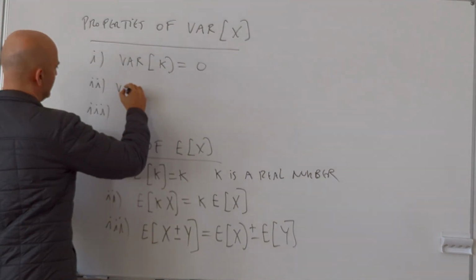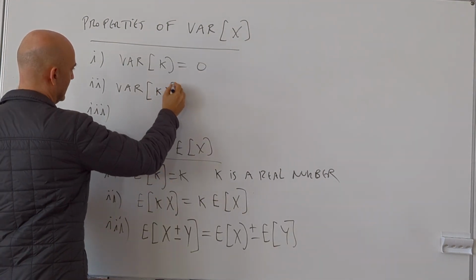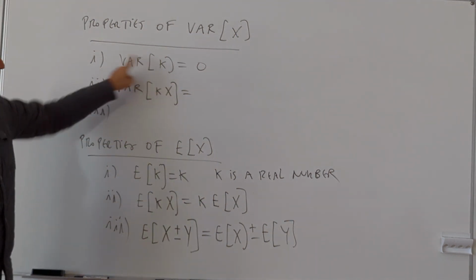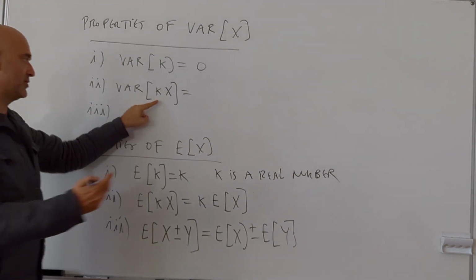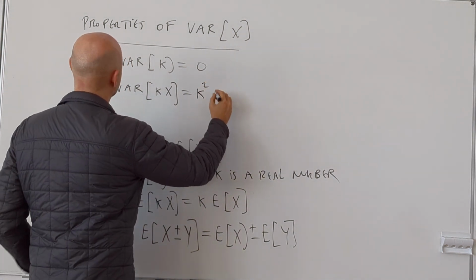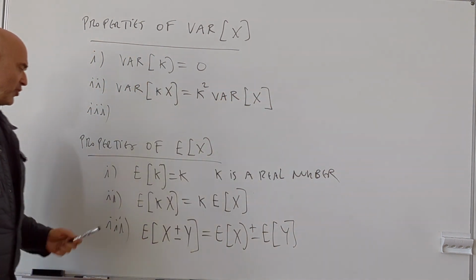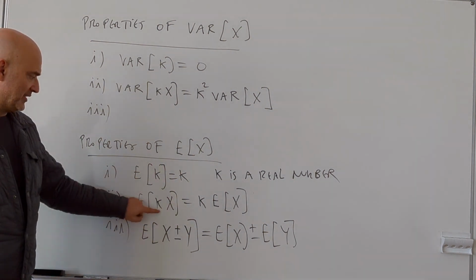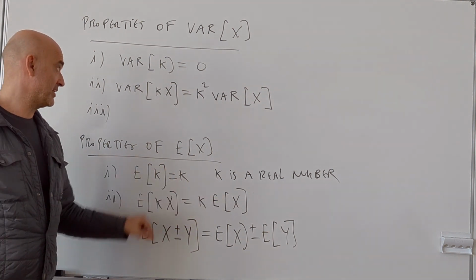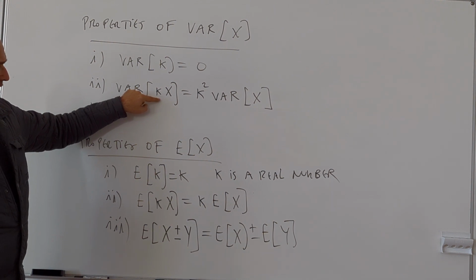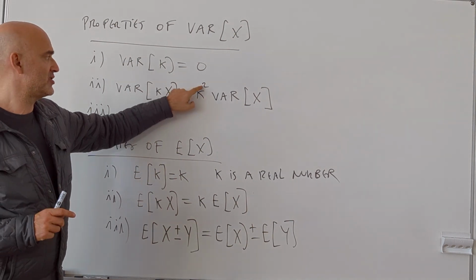Number 2, the variance of k times the random variable. Here, to put the real number outside the variance, we need to put it squared. So we put here k squared times the variance of x. So you see the difference? For the expected value, we put the k outside and we don't do anything more. But for the variance, we move the k outside the variance, but we need to put the k squared.